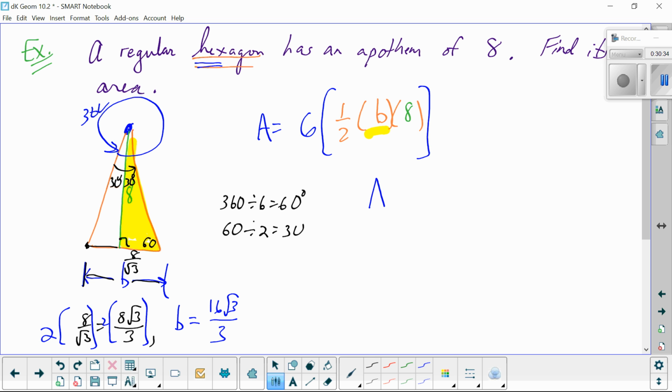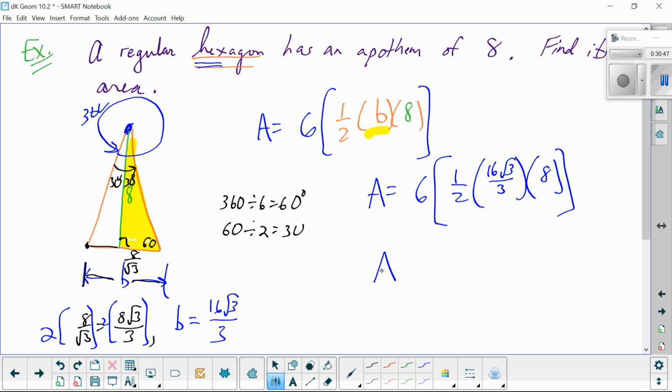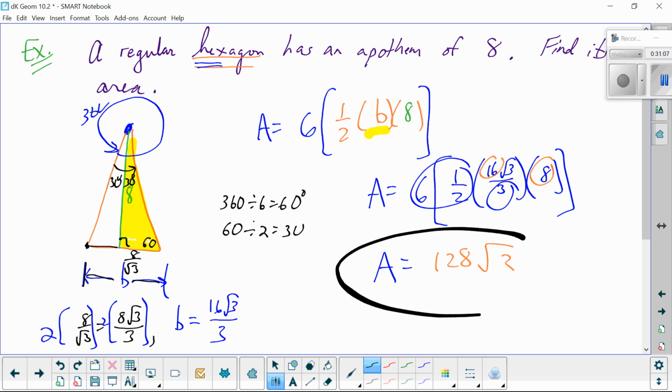All right, so the area of our regular hexagon is 6 triangles, where each triangle is 1/2 times the base times the height. So the area is 6 times 1/2 is 3. That 3 divided by the 3 ends up being 1. So we're left with 16 times 8, which is 128 radical 3. That's the area of this regular hexagon.